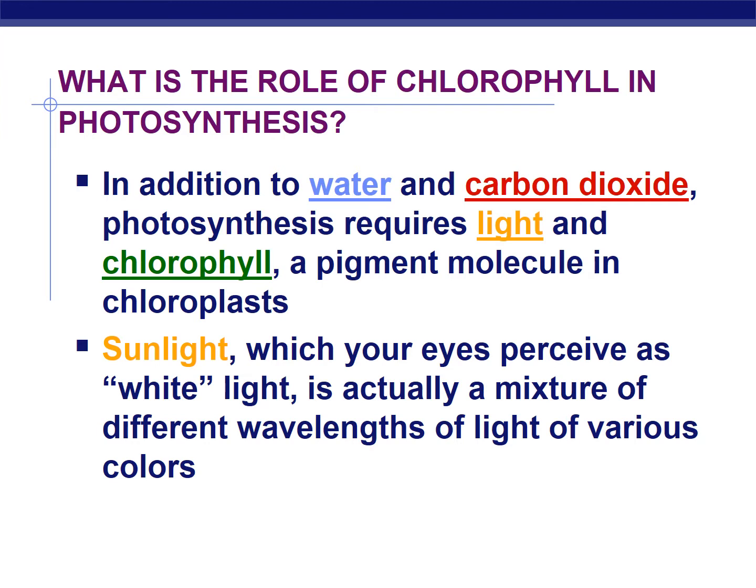in chloroplasts. Sunlight, which your eyes perceive as white light, is actually a mixture of different wavelengths of light of various colors. So when you see sunlight, and don't look at the sun, that's actually all of the colors combined. And you can tell that all those colors are there when you see a rainbow, because the water particles in the sky actually separate those wavelengths of light into different colors.